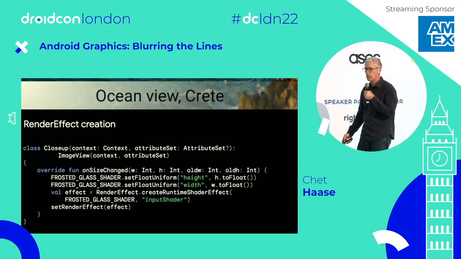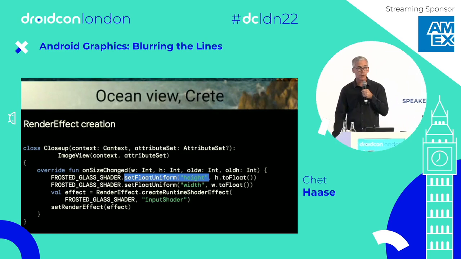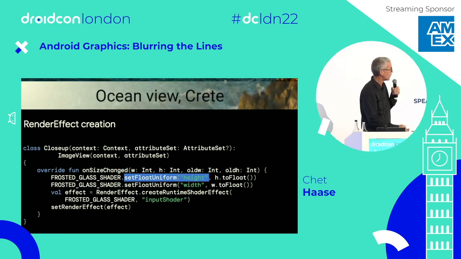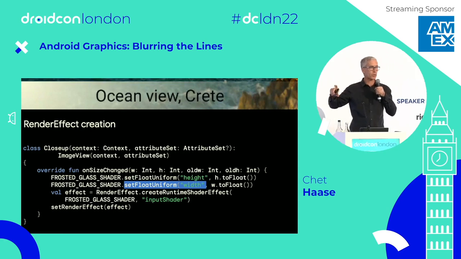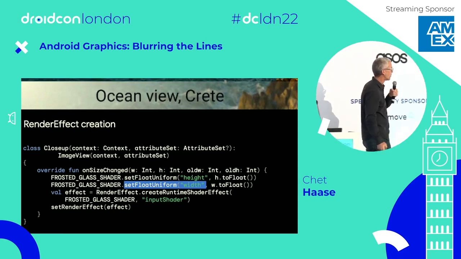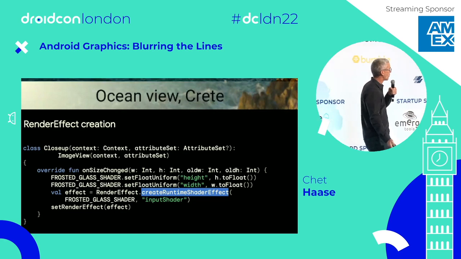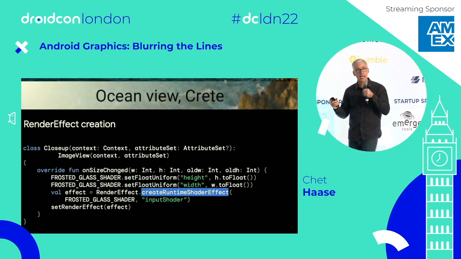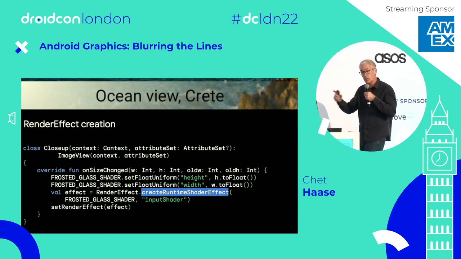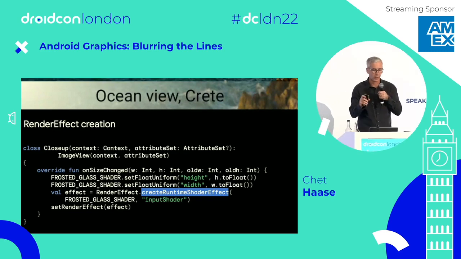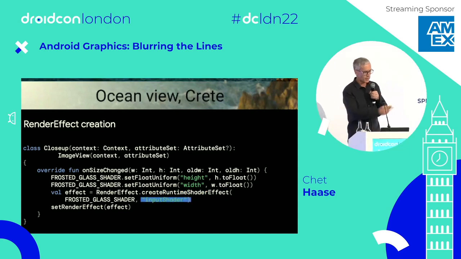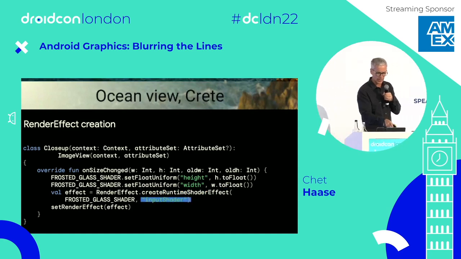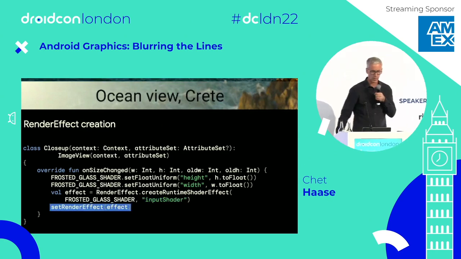Plus, we're going to change a couple of variables in there, variables called uniforms. So we set the value of the width and the height, and this gives it information about how large the label is, because that's the area in which we're going to run our shader at the bottom of the image view. And then we're going to create the runtime shader effect and pass in the name input shader, which is the uniform or the variable that's going to hold the input color. And that's information that the shader needs to know. And then we're going to set the render effect on the view itself. I think this is an override inside the image view that I was talking about before.